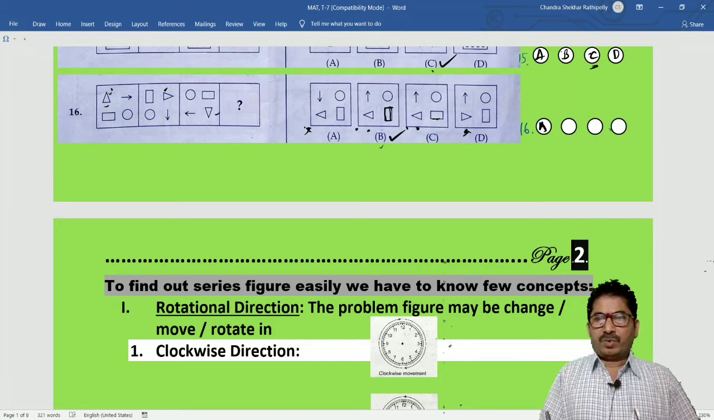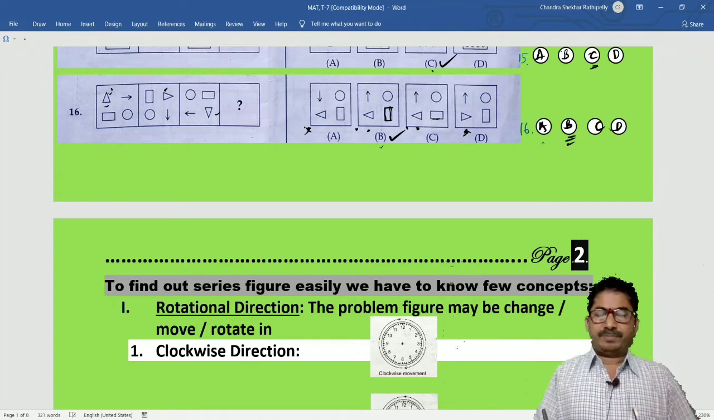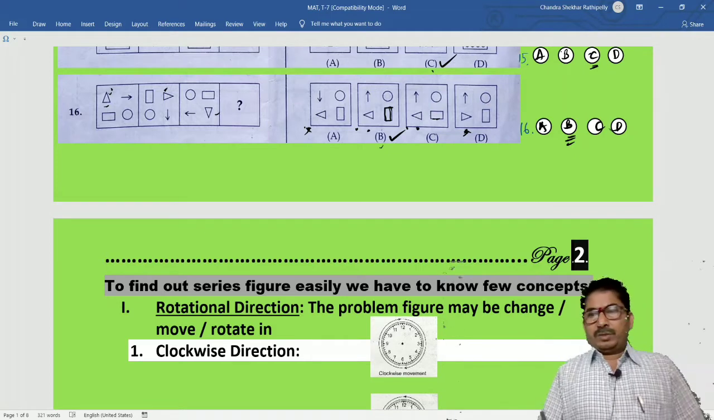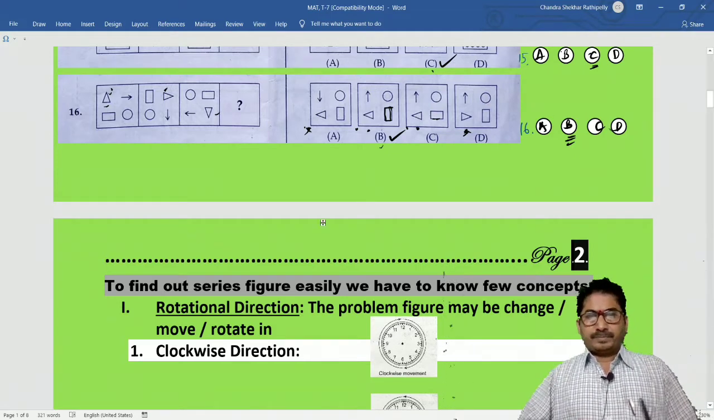That's why we have to bubble this B perfectly. So B is the correct.